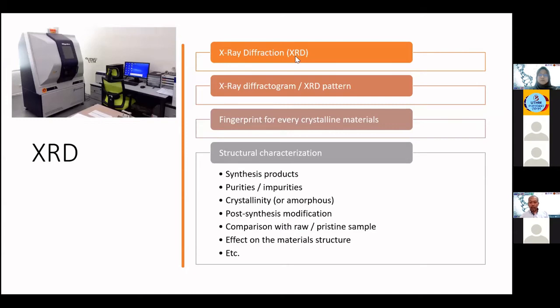Once we do this modification, what happened to the structure of the materials as compared to the raw sample or original sample? And what is the effect on the material structure if we put it in some solution, for example simulated body fluid or simulated gastric fluid for bioactivity, and many more. But the most important is that this XRD can be used to know the structure of every crystalline material. It's not just crystalline; amorphous also gives information, but not too much.